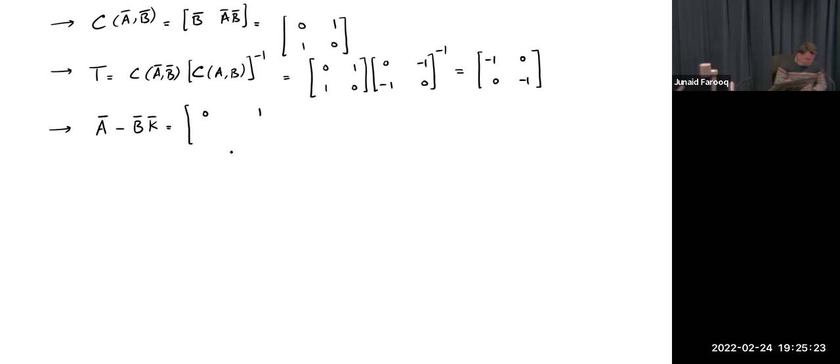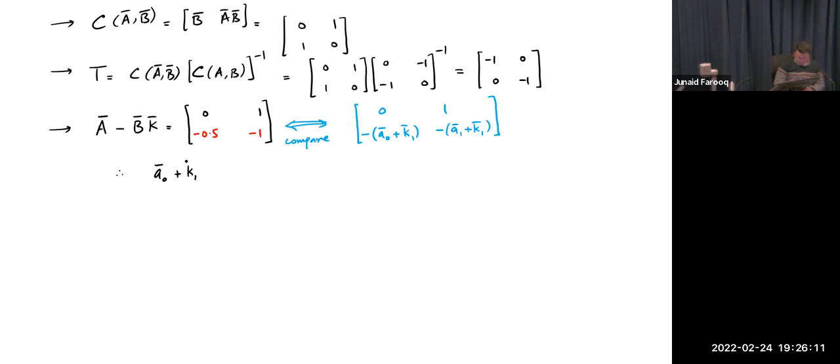And if you go from the desired characteristic polynomial, you can write this as minus 0.5 and minus 1. Now you have to compare this with the standard canonical form, and remember that in the form of minus a0 bar plus a1 bar and then minus a1 bar plus the standard form. So it tells you that a0 bar plus k1 bar is 0.5 and a1 bar plus k2 bar is 1, right?